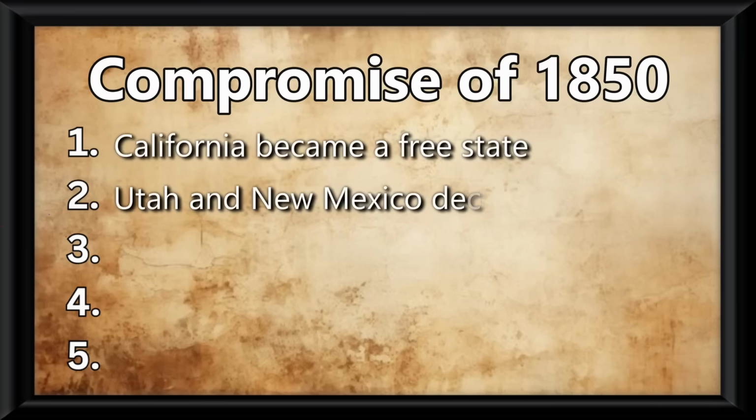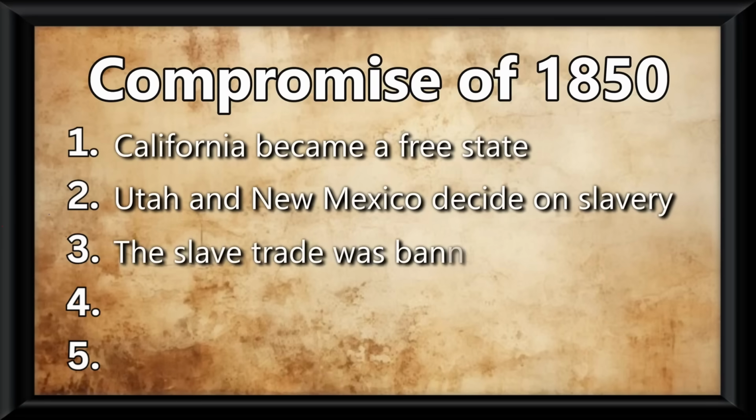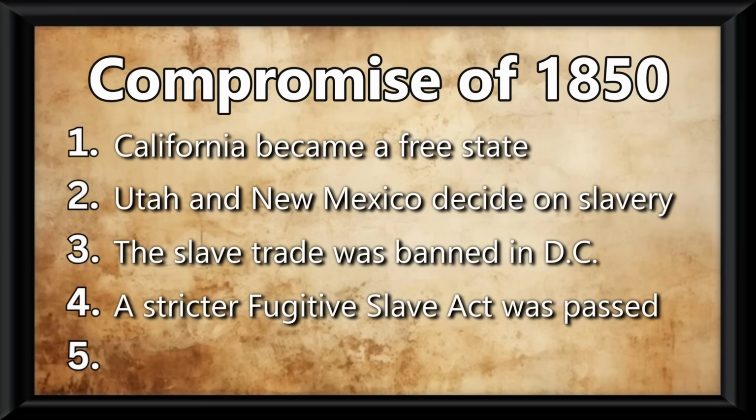Second is that Utah and New Mexico territories got to decide on slavery themselves through voting. Third is that the slave trade was banned in Washington, D.C. Fourth was a stricter Fugitive Slave Act was passed, forcing Northerners to return escaped slaves. And 5, Texas got paid $10 million to give up some land claims. Yeah, I don't really understand that one either.